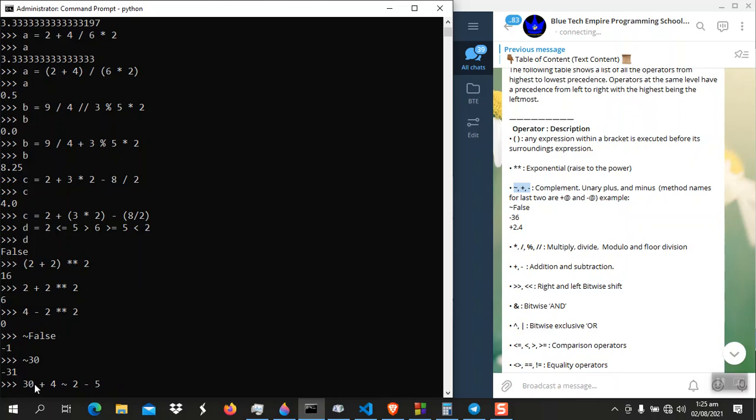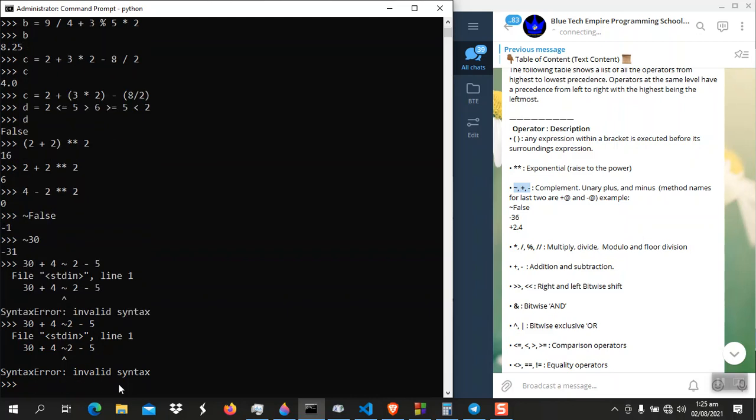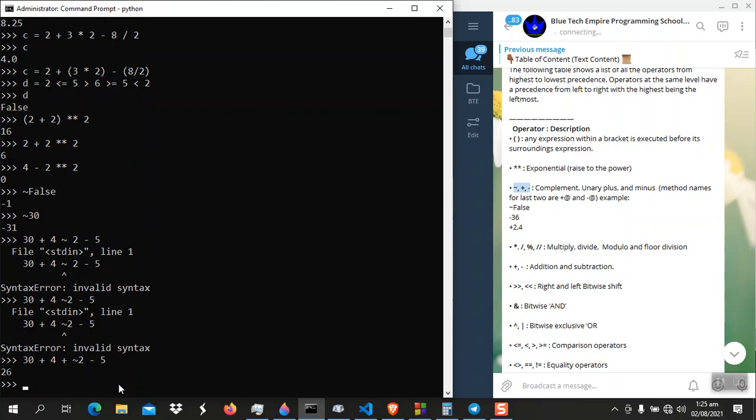Let's look at it. So if we take 30 plus 4, here we have, since they all have the same precedence, Python is either going to evaluate from left to right or from right to left. I think in this case it's going to be from left to right. So let's look at the answer. This is supposed to be joined with this 4, plus something like this. All right, so let's look how it's going to be evaluated.